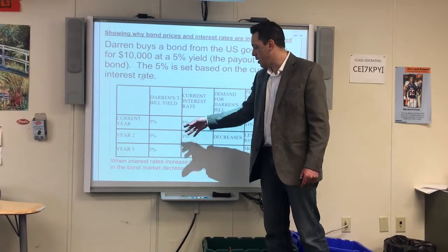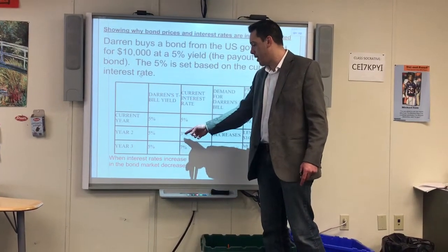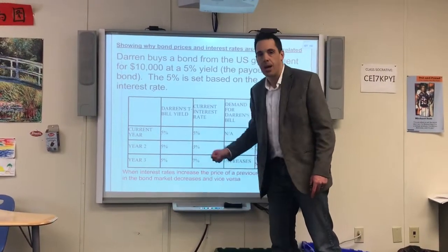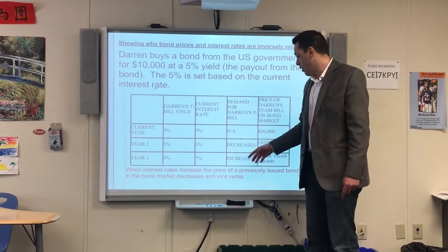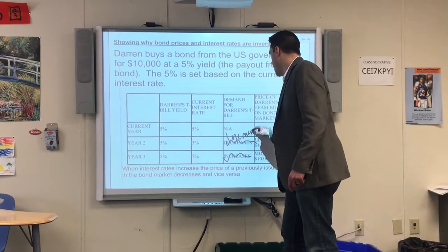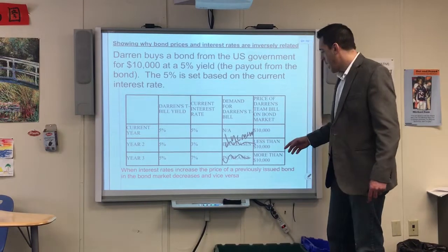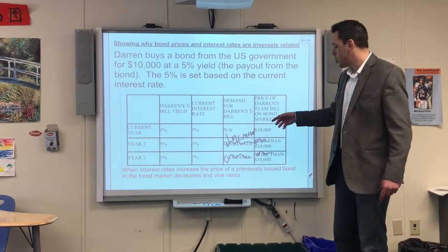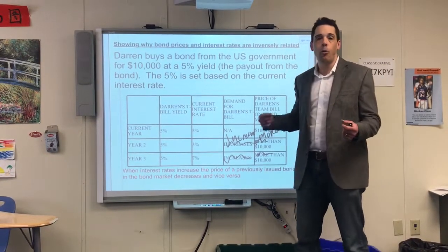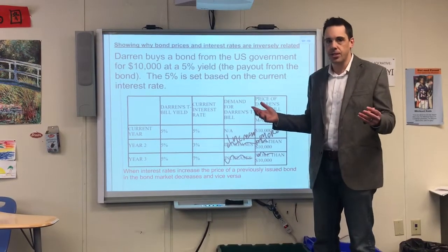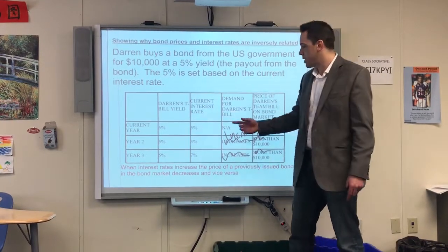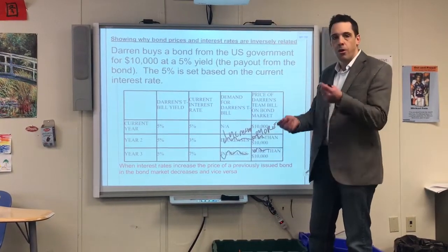So everybody in the world can buy a U.S. government bond at 3%. Darren has a winning lottery ticket. He has a 5% bond. People want this bond, and he can sell it to them. However, the demand for his bond has increased, and so he's going to need more than what he paid. He paid $10,000. He'll want more than that. He'll want $12,000 because more people want his bond because his bond is giving a higher interest rate. That's why interest rates and the bond prices are inversely related.